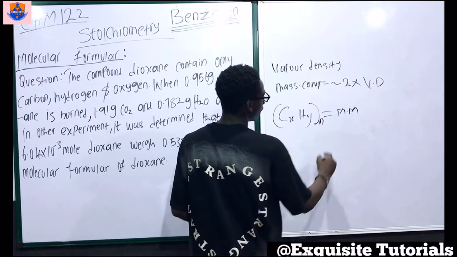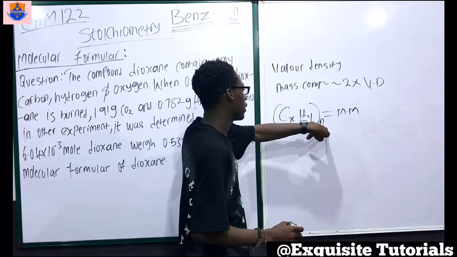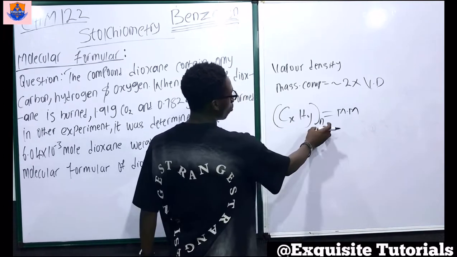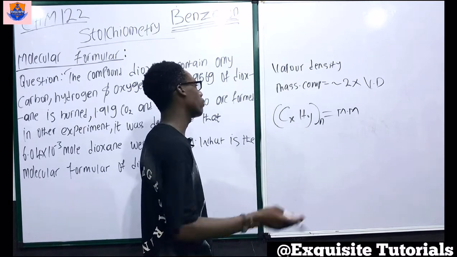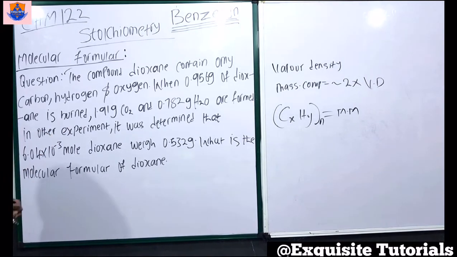So assume this is an empirical formula. Now it will possibly give us the mass. Then we have an n. This n value is a whole number that will multiply inside, and it will tell us the molecular formula of the compound. Now let's proceed with this question for us to know what we are talking about.